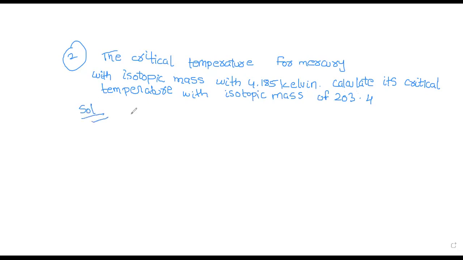Here you need to know the relationship between the critical temperature and the isotopic mass. The relationship is found to be 1 by root m. This is very, very important. So what it means is, we can write TC1 by TC2 is equal to root of m.